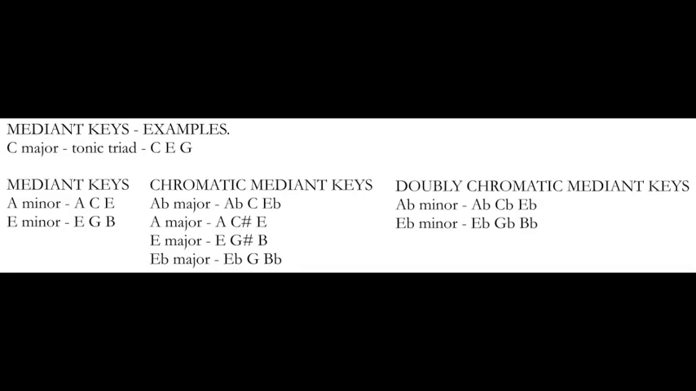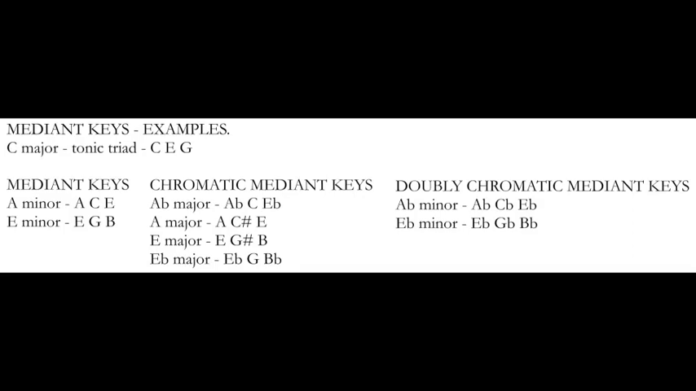We have four chromatic mediant keys. A flat major shares C and E, but the E has been altered to E flat. One note is exactly the same, the C. One is chromatically altered. The E has become E flat. A flat major has a chromatic mediant relationship with C major.